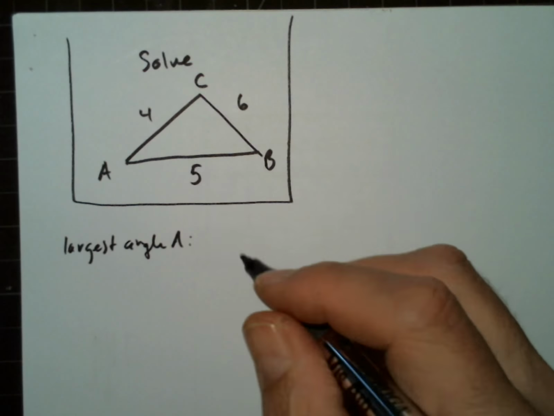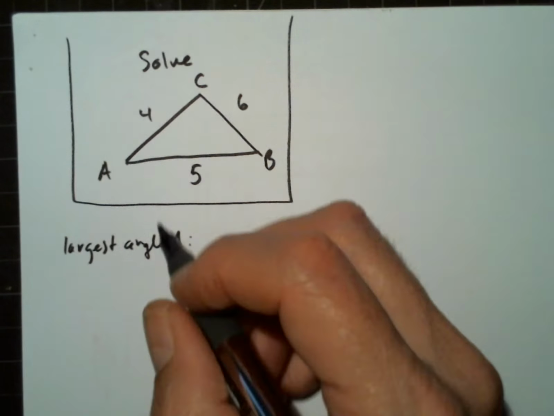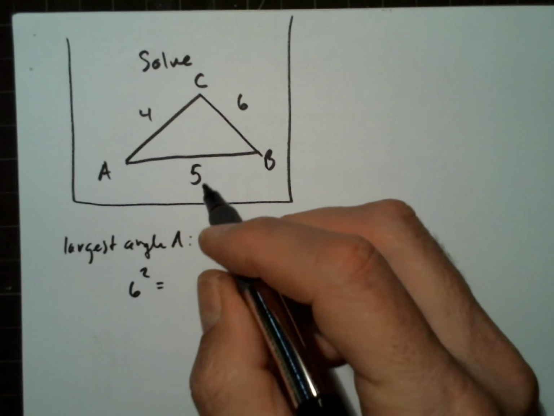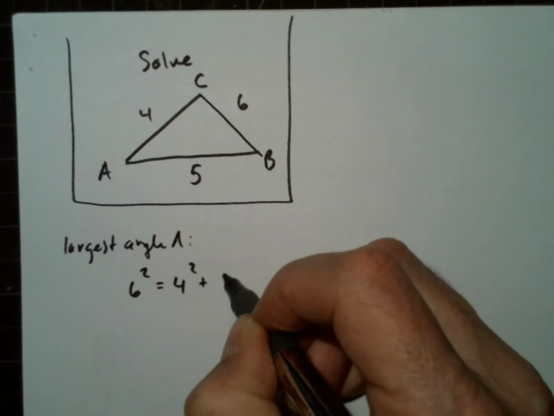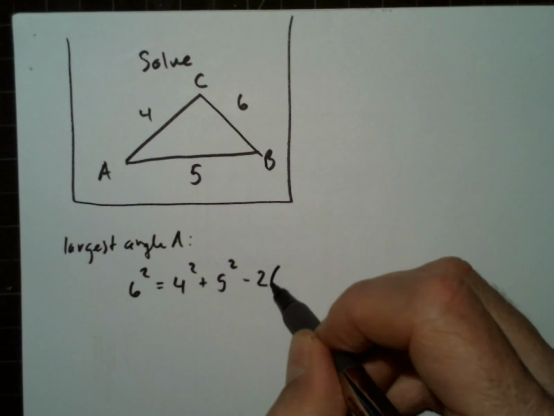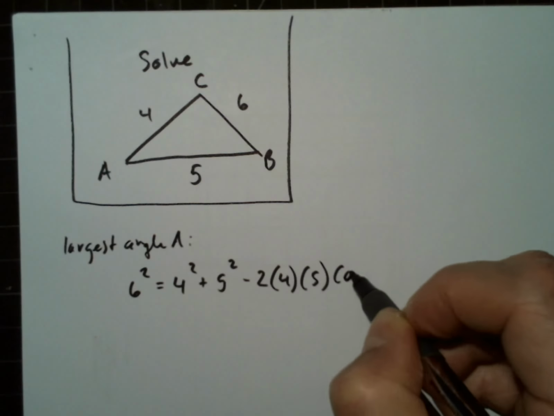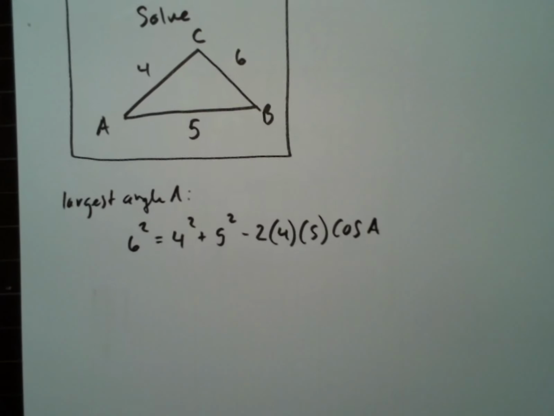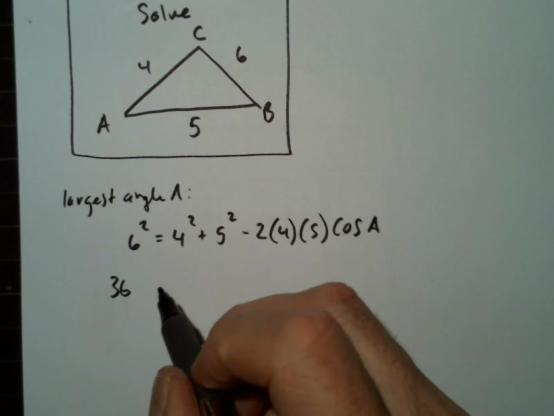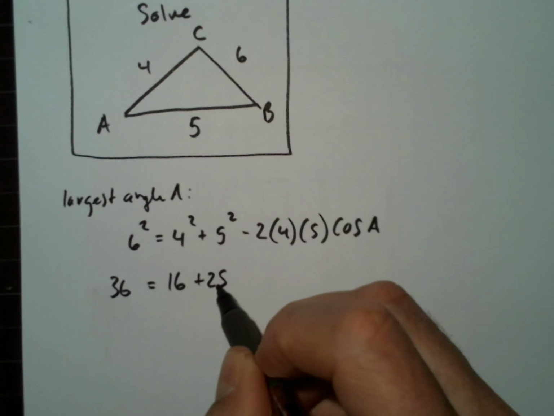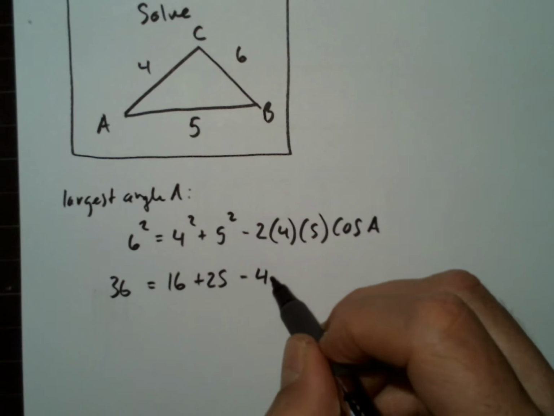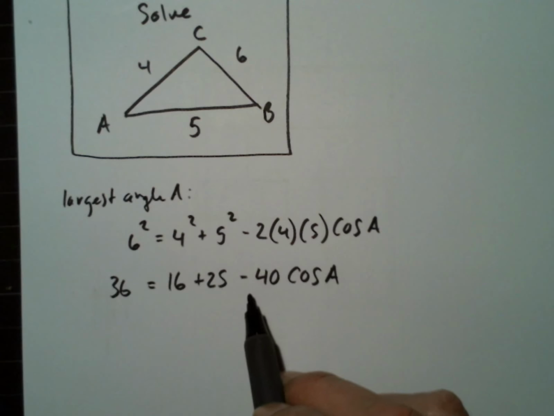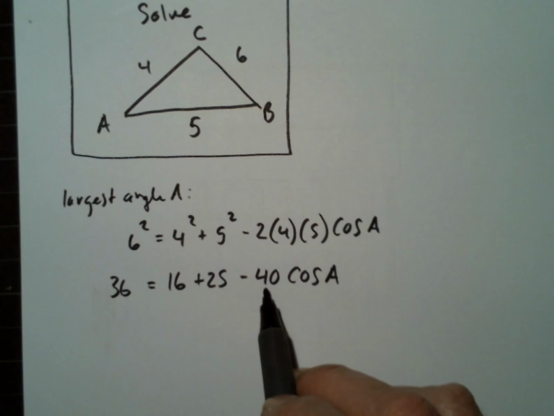Let's find the largest angle first, and we're going to do law of cosines. We're trying to find A, so the opposite side is 6. The adjacent squared plus the adjacent squared, minus 2 times the adjacent times the adjacent, times cosine of A. So we cannot combine all of these. We can combine this, but not the 40.